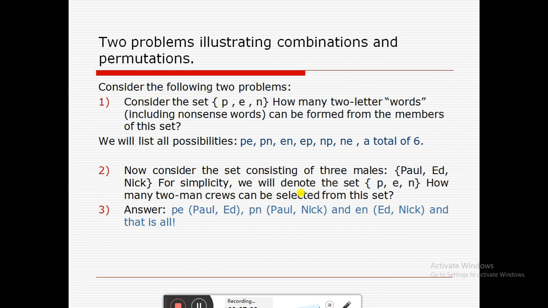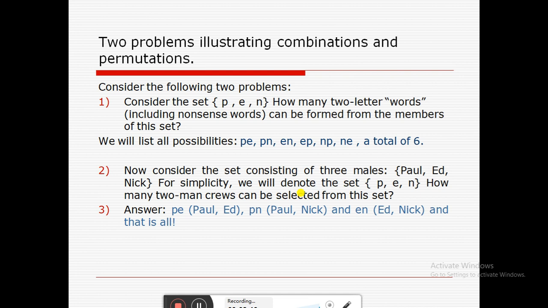So consider two problems. Consider a set P, E, N. How many two-letter words can be formed from the members of this set? So we have done this. That is 3P2, that is 6. So we will list all the possibilities. That is PE, PN, EN, EP, NP, NE. That is a total of 6 possibilities.